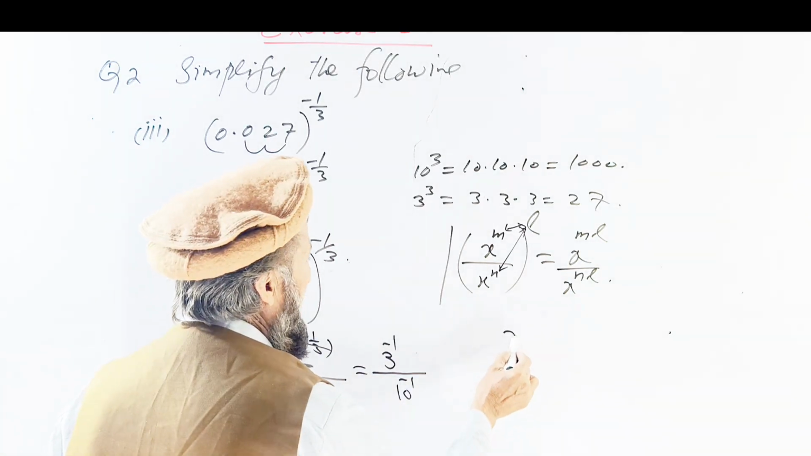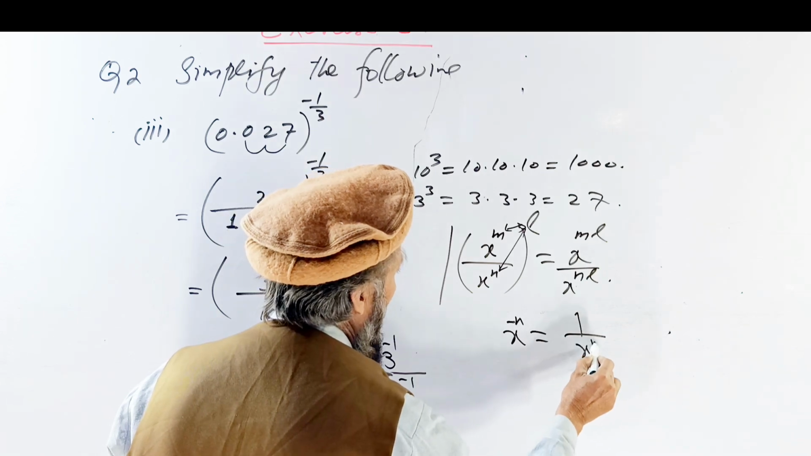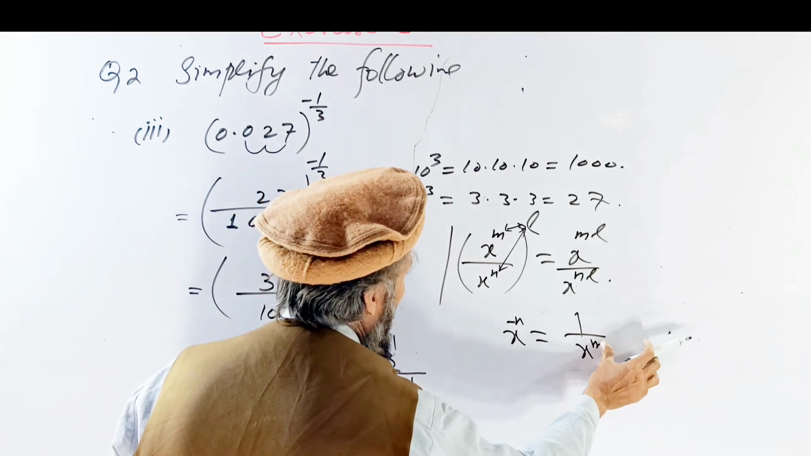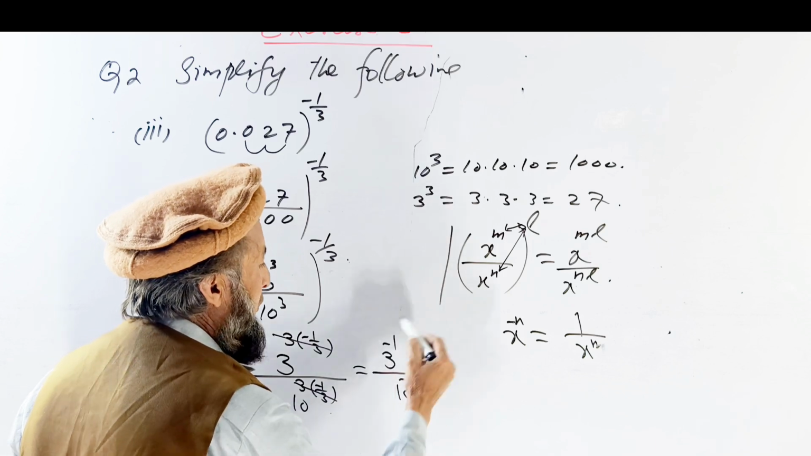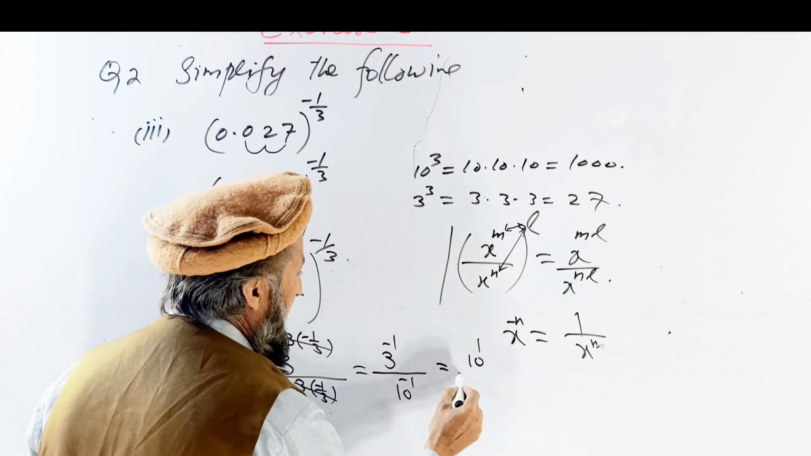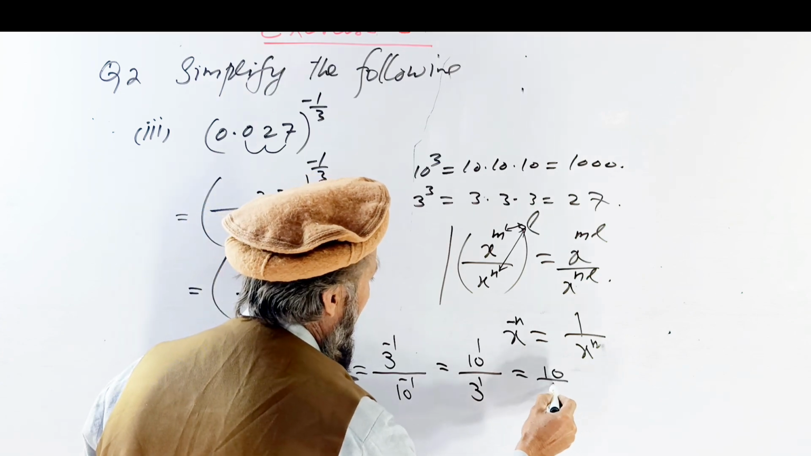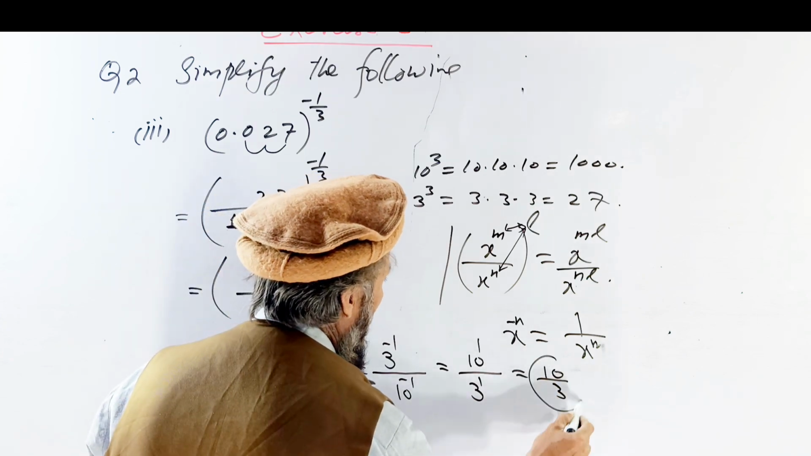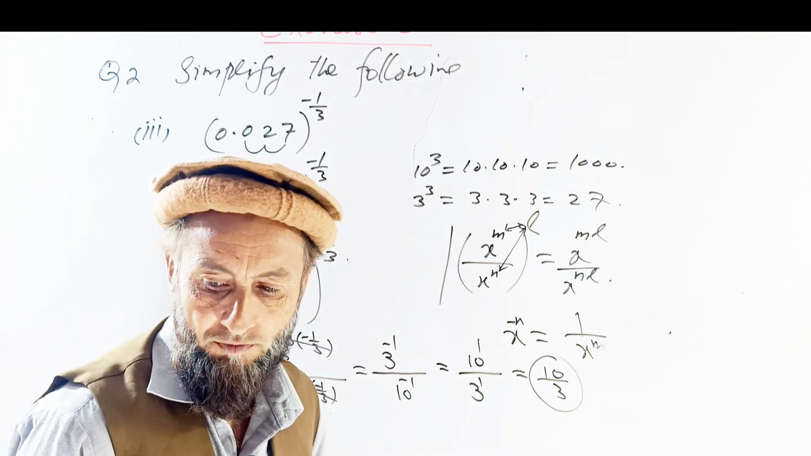Now according to the property, x power minus n can be changed into 1 over x power positive n. Similarly here, this will be changed into positive 10 power 1, and this will be changed into 1 over 3. So we get 10 divided by 3. 10 divided by 3 is the answer of this question.